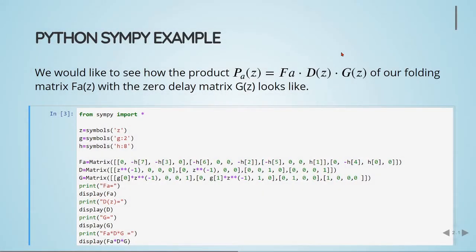Let's take a look at a Python SymPy example. We would like to see how the product P of Z is equal to FA times D of Z times G of Z, our folding matrix FA of Z with the zero delay matrix G of Z, look like.